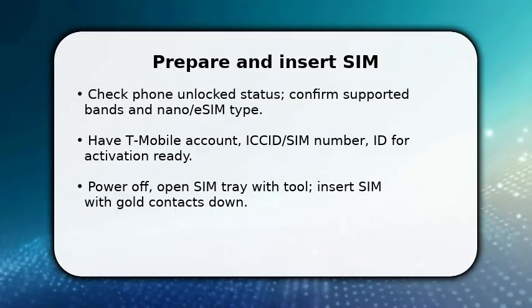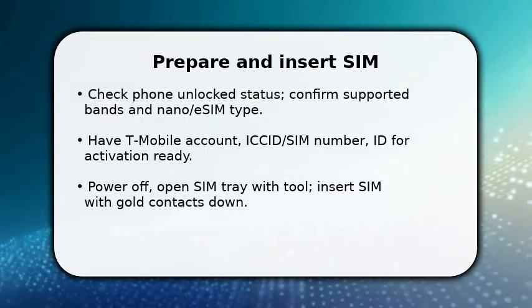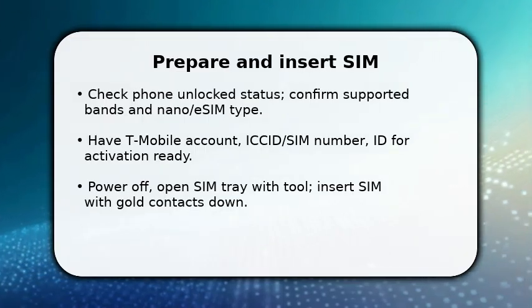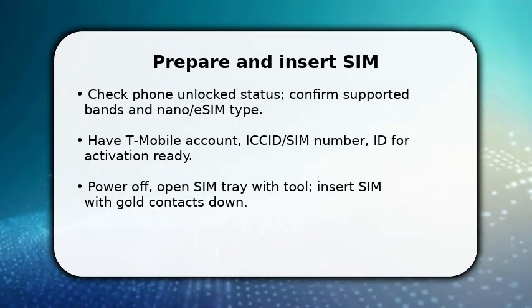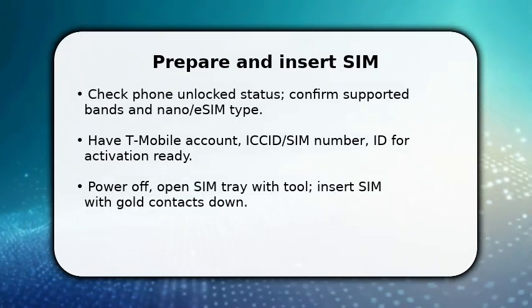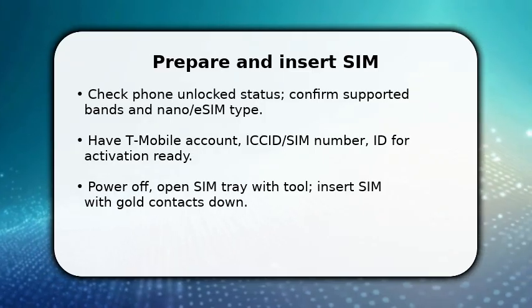You start by confirming the phone is unlocked and supports the T-Mobile SIM type. This avoids wasted steps later. Once you have your ICCID, account login, and valid ID, power down the phone to protect the card and electronics.